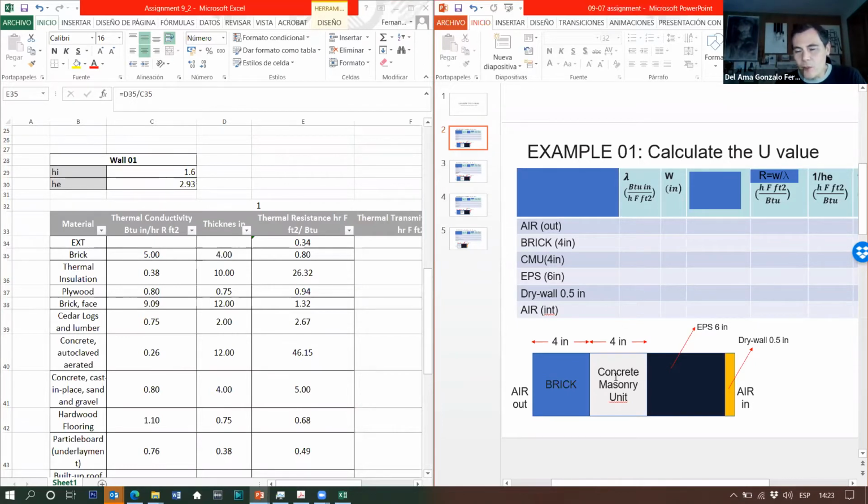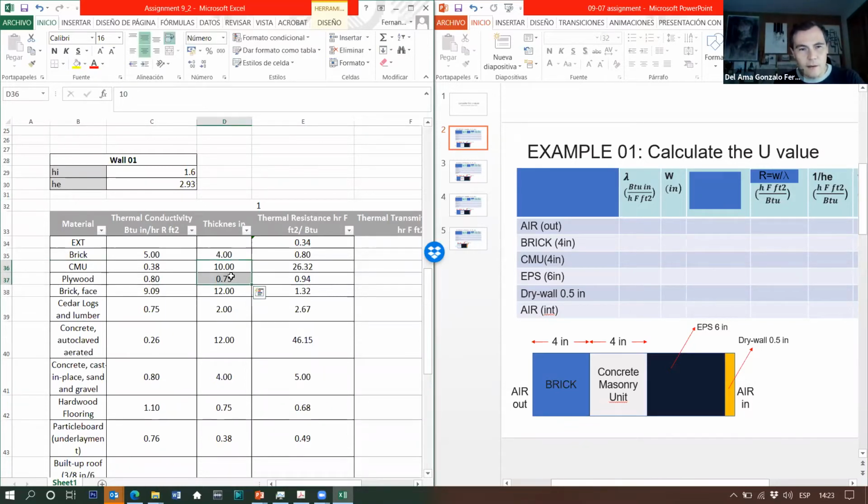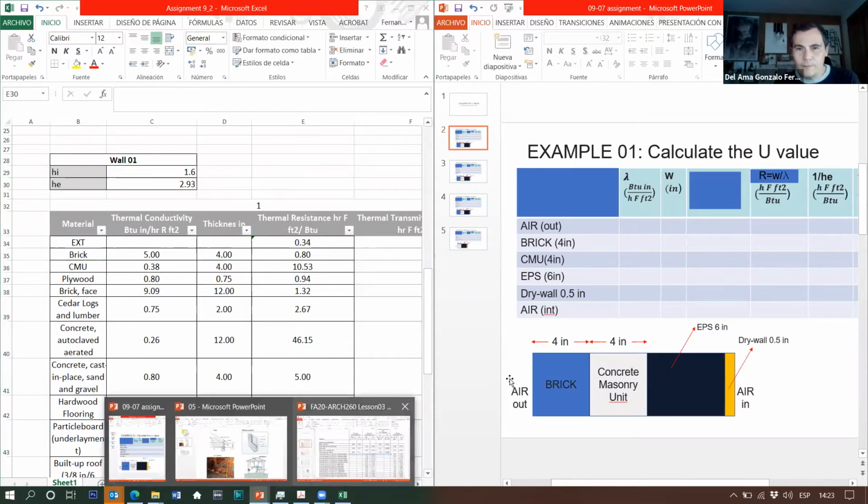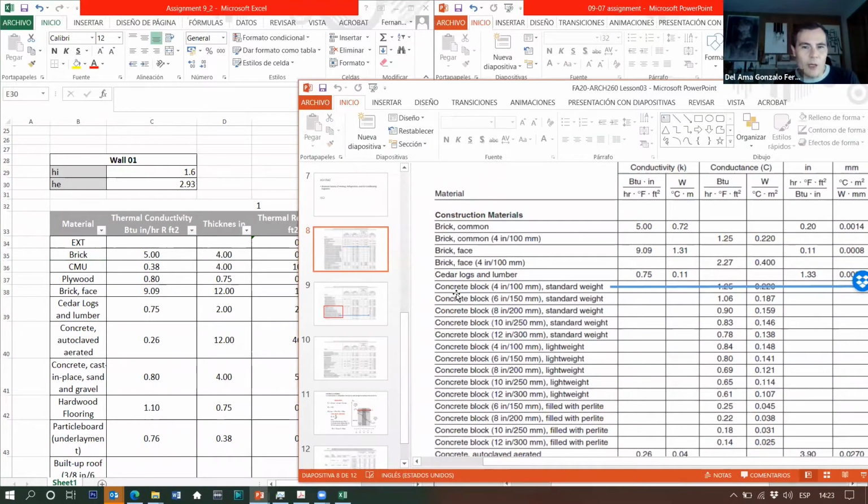The second layer, concrete masonry unit. Okay, so here we have to type a concrete masonry unit. So the concrete masonry unit, the thickness now is 4. Okay, 4 inches. What is the thermal conductivity of the concrete masonry unit? Okay, let's go to that table. And here we have concrete blocks. Okay, so it's not a concrete block, concrete masonry unit, it's the same. So here we have a 4-inch concrete block.